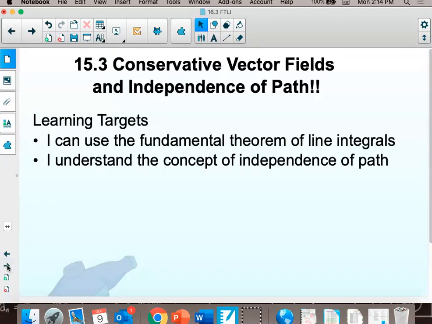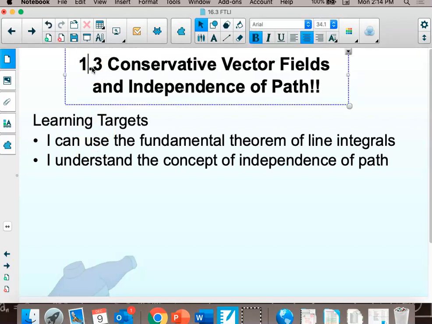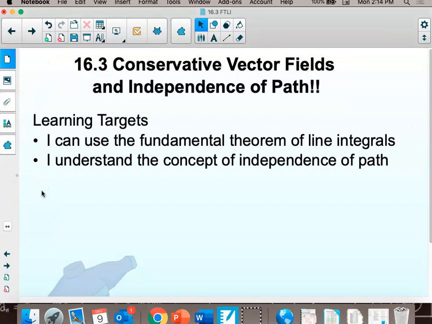Okay. So today we're going to talk about conservative vector fields and independence of path. Oh, I didn't change the thing. Oh, I thought I had updated all my lessons and gotten them all with the right things. There we go. Conservative vector fields and independence of path. So the fundamental theorem of line integrals is all dependent on your vector field being conservative. All right, are we ready? We'll just start.